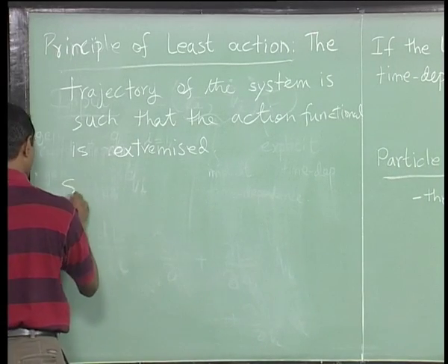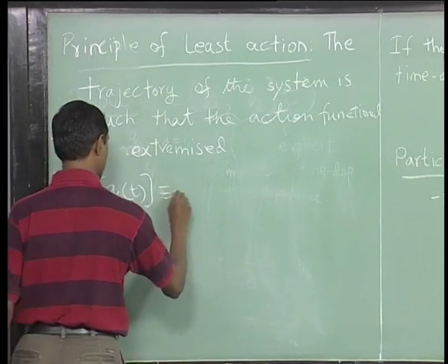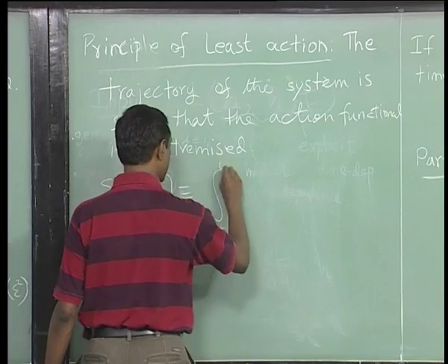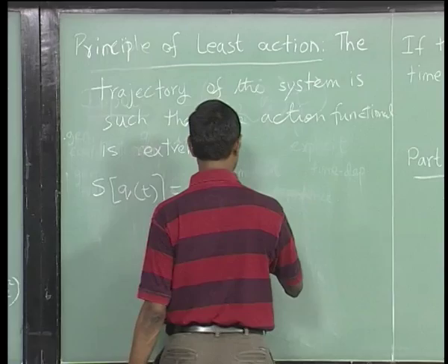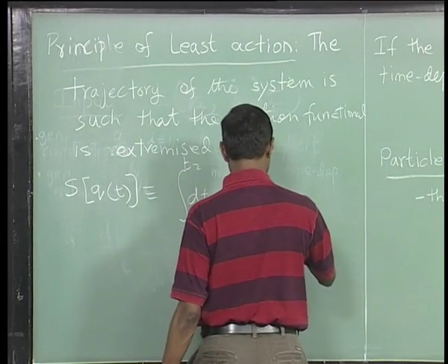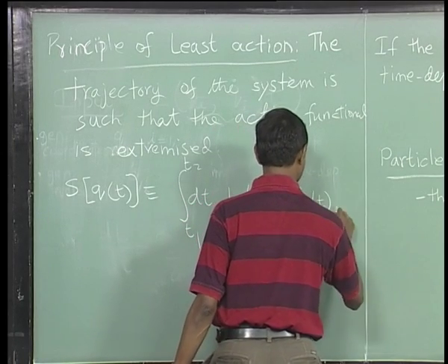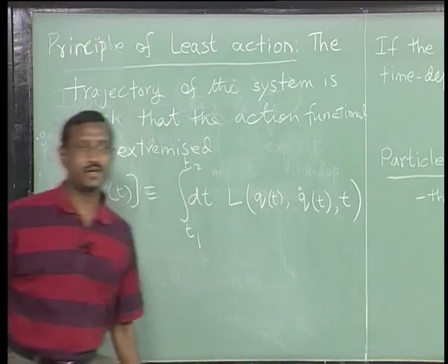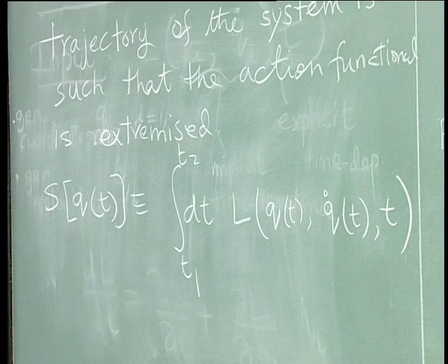Let us take one degree of freedom, from some initial time to some final time, the integral dt of L of q of t. For once I will put all the arguments, maybe it has even explicit time dependence, that is okay. So now what is it we should do? We should take two neighboring trajectories.